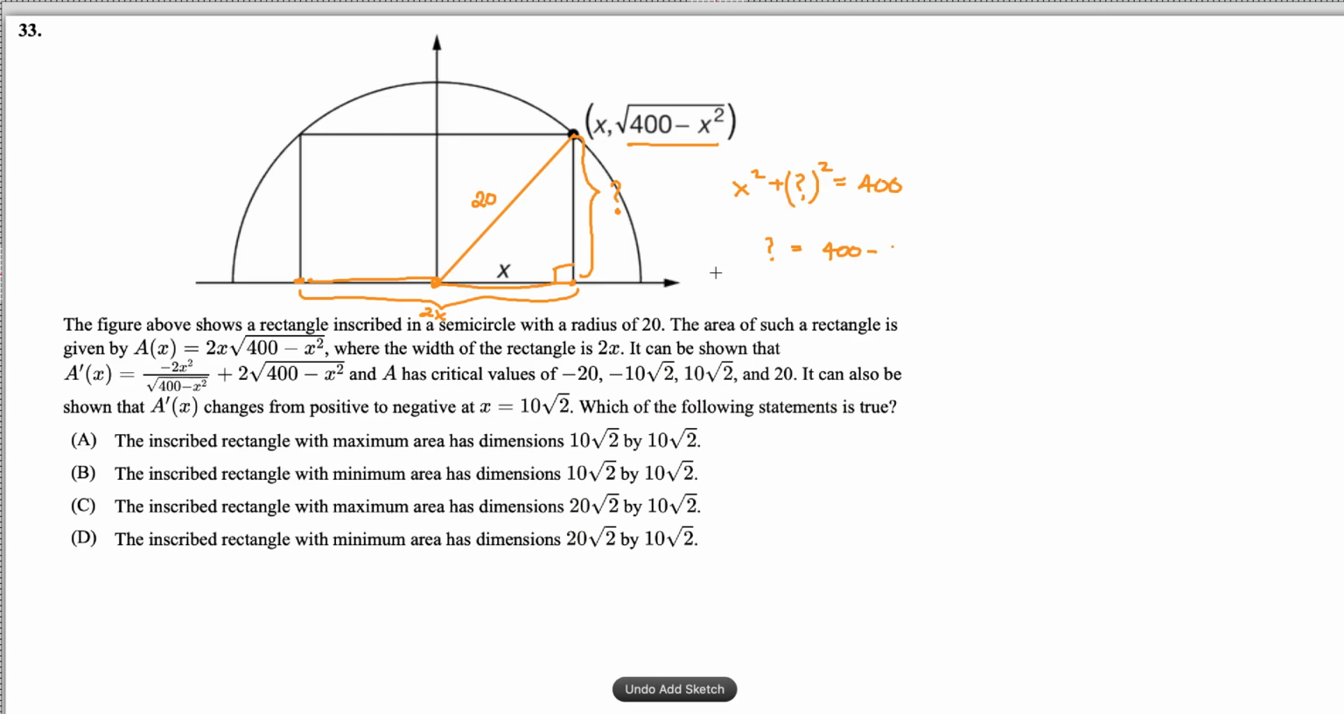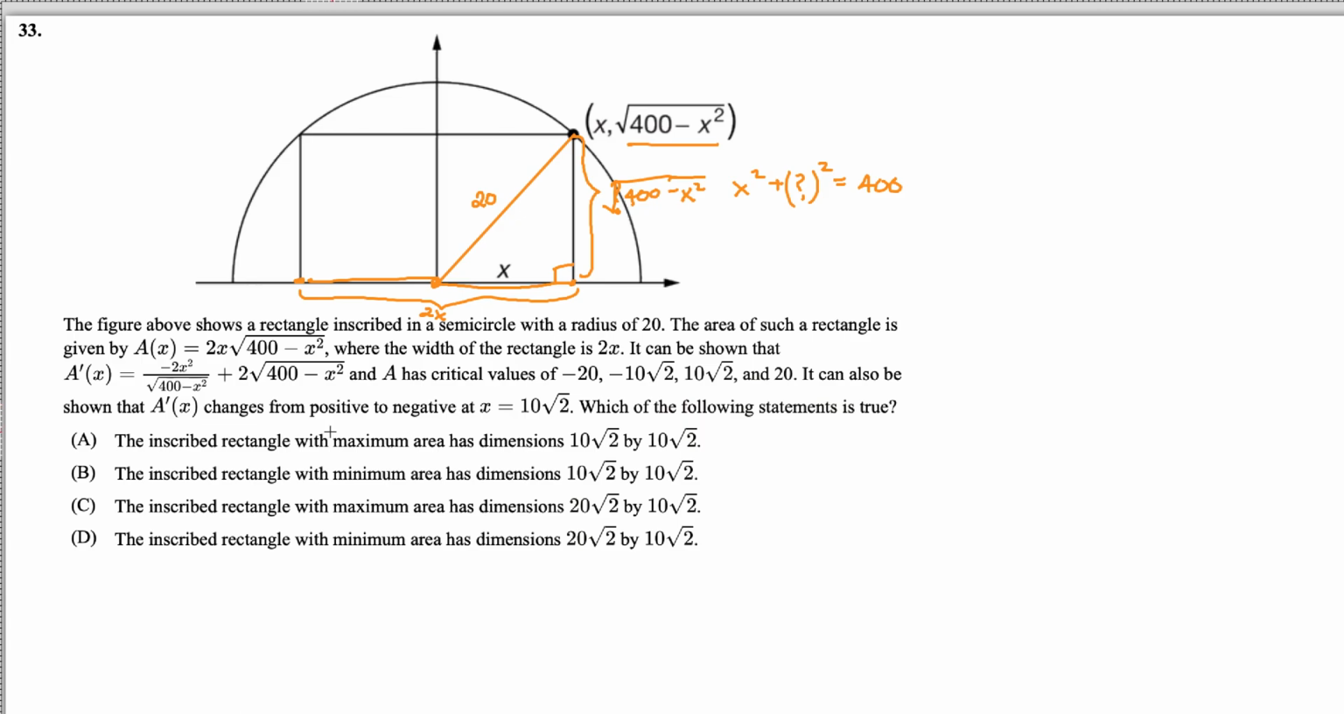Now, with that fact, you should see that this length is the square root of 400 minus x squared. And then the area of this entire thing is this length times this length. This length is 2x, times this gives me the area of this entire rectangle. Now, it tells you that the derivative is this function right here, and it gives you critical values.